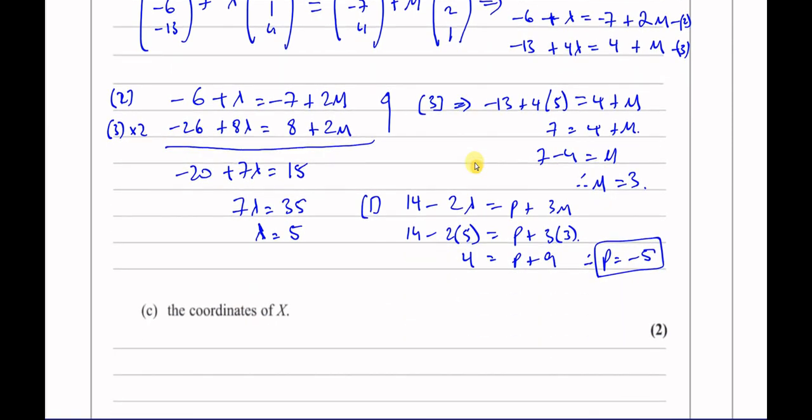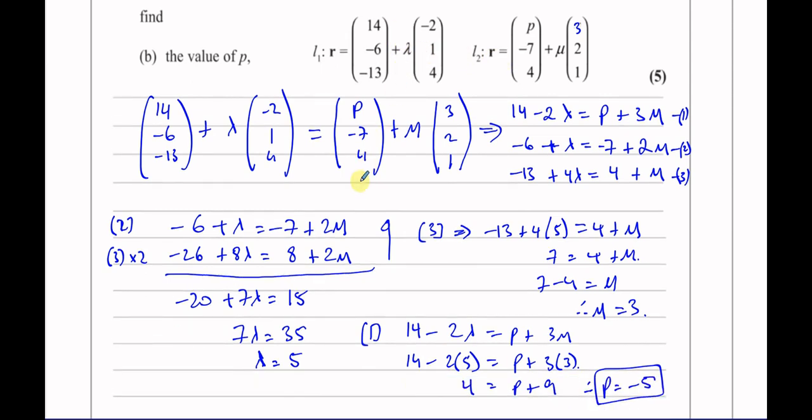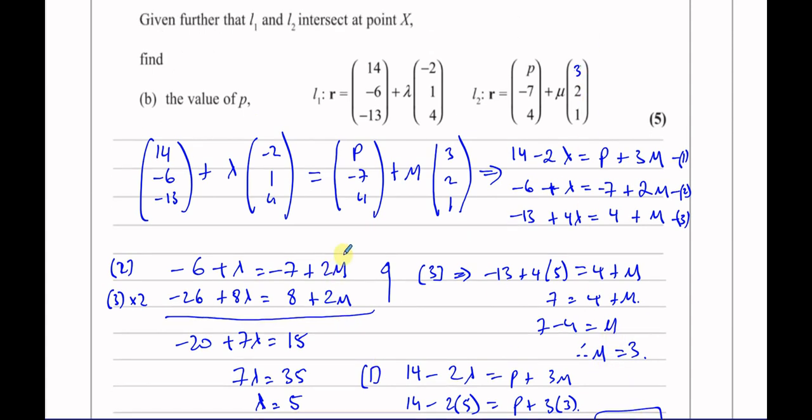Now it says find the coordinates of x. Well, we can use either of these two equations to find the coordinates of x, because the point where they intersect is when lambda equals 5 and also when mu equals 3. So when lambda equals 5, if I put that value in here, this will give me the place where they intersect, which will be x. If I put mu equals 3 in here, it will also give me the point where they intersect, which will be x.